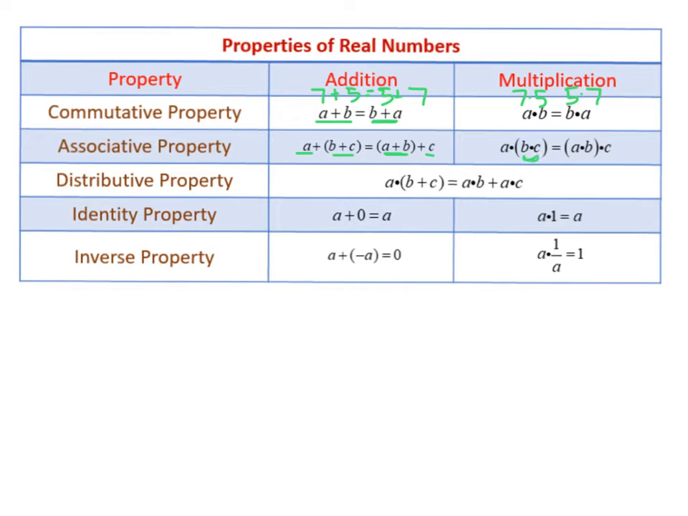We multiply 2 things together, then multiply by the third one. Or we could multiply those last 2 things first and then multiply by the first one. They're equal. That equal sign in there means that it doesn't matter. We get the same result, the same value either way.